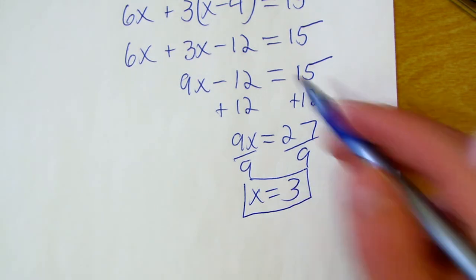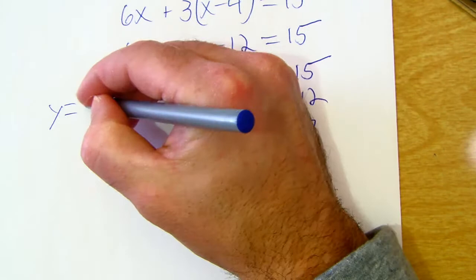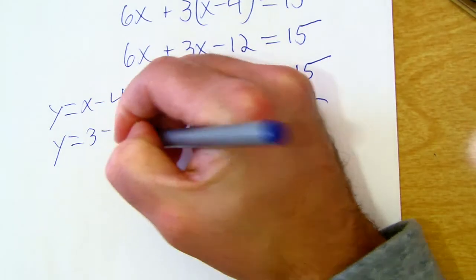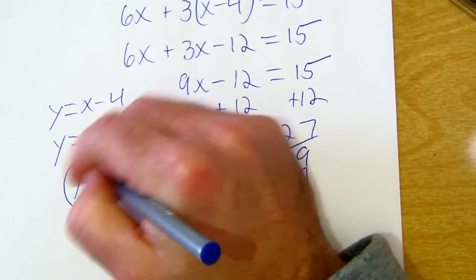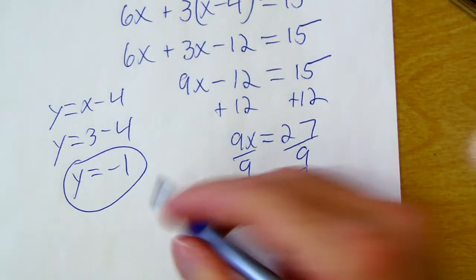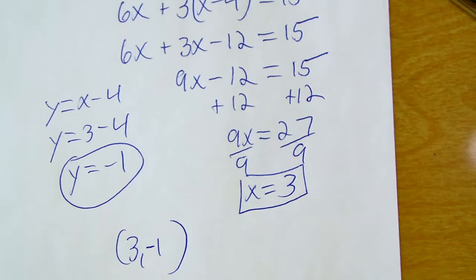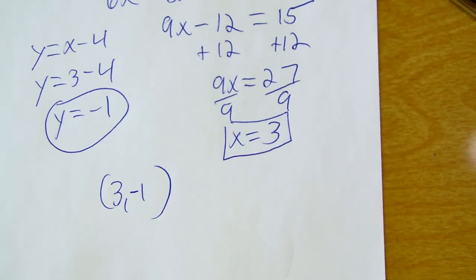So once we get x equals 3, my second equation was y equals x minus 4. So that means I get y equals 3 minus 4. So y equals negative 1. So final answer is going to be 3, negative 1.